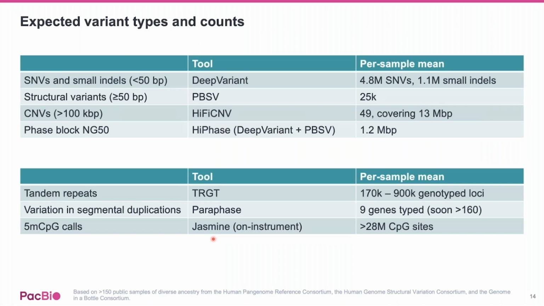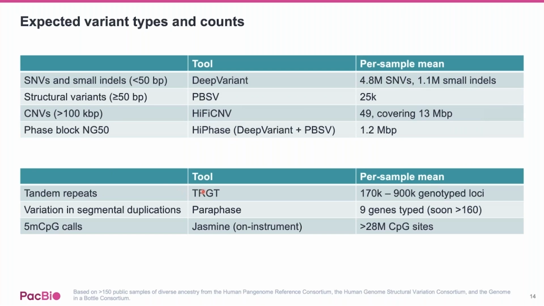It can be useful to have an idea for how many variants are expected to be called for each sample. While this can vary widely depending on ancestry, a survey of over 150 diverse samples from public consortia yields an average of 4.8 million single nucleotide variants, 1.1 million small indels, 25,000 structural variants greater than or equal to 50 base pairs, around 50 CNVs of greater than 100 kb, and phase block NG50s of approximately 1.2 megabases.